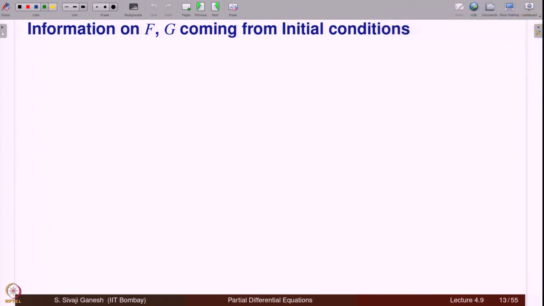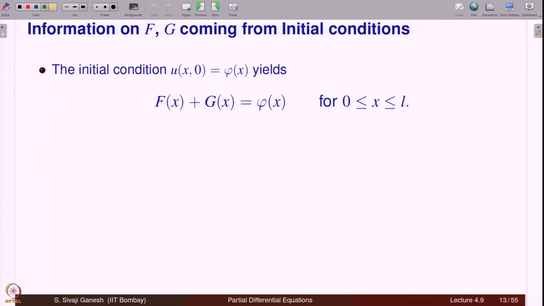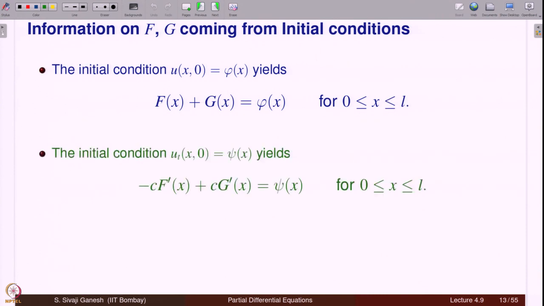Now, let us ask what is the information that we can get on F and G from initial conditions. The initial condition u(x,0) equal to phi(x) gives us f(x) plus g(x) equal to phi(x). Always keep writing this domain for which this equality is valid, very important. If you ignore this, we can easily make mistakes. We have another initial condition, which is u_t(x,0) equal to psi(x).